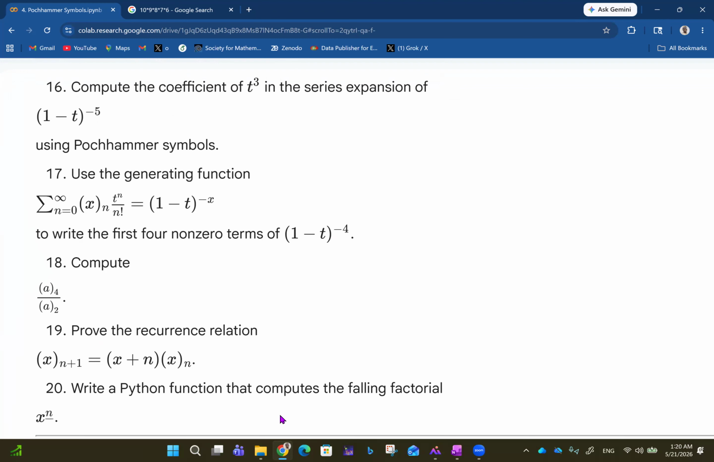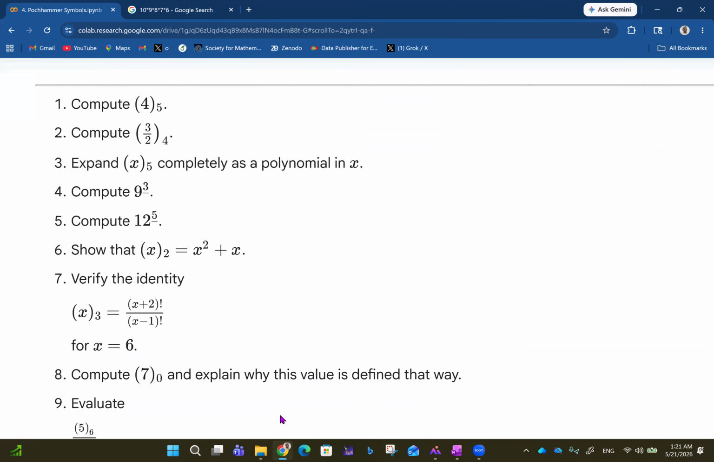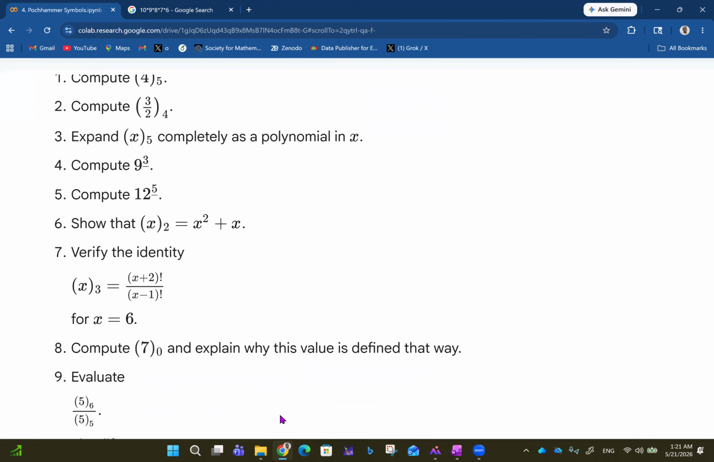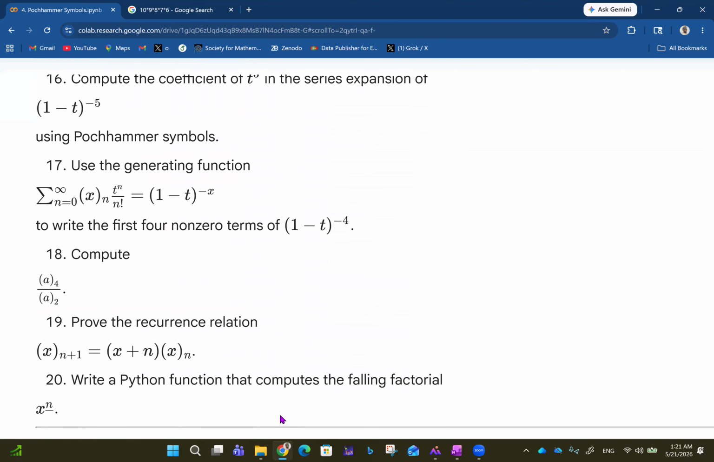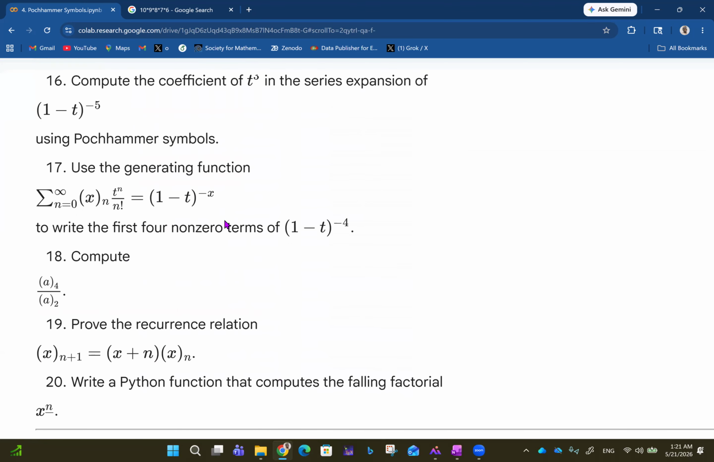Okay, so let's go ahead and solve two problems. So let's take care of some business here. We are dealing with problems 3 and 17. Problem 3 is about expanding x sub 5 completely as a polynomial in x, and 17 is about using the generating function to write the first four non-zero terms of this. So let's go for that, shall we?